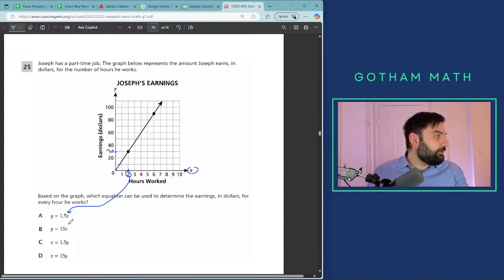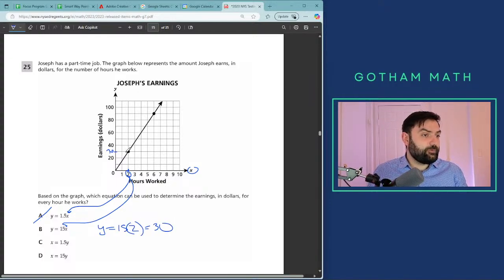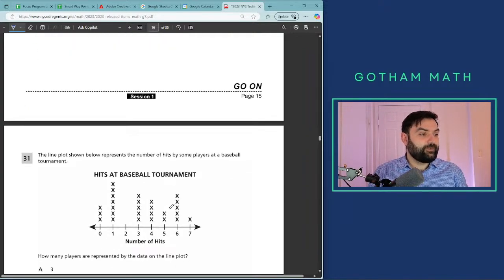Obviously, we're not going to get 30, right? We're going to get like 3. So, okay, that's not the answer. Then we're going to plug it in here, and we will have 30. So that's the answer. Y equals 15 times 2, which is 30, and that's exactly what we have for the 2. Okay? This is it. All right, the next question will be question number 31.